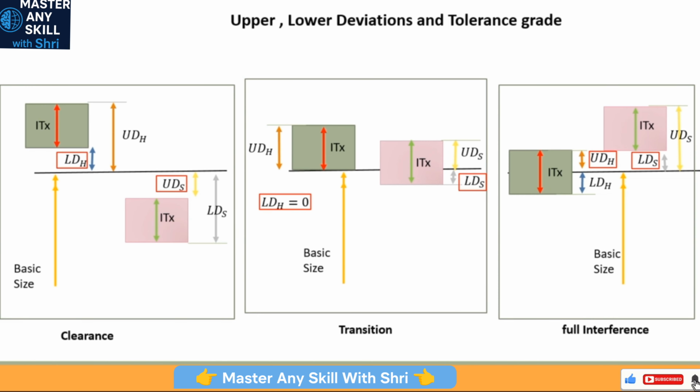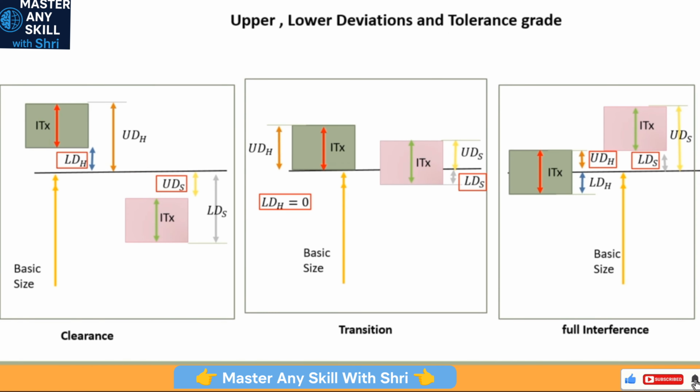Before we go on to the examples to understand the definition and decoding of fits, let us have a look at these three scenarios. In the clearance fit case, this is the tolerance zone for the hole and this is the tolerance zone for the shaft. The pink zone is for the shaft and the green zone is for the hole. The size of the tolerance zone is defined by the IT grade, so ITX will define the size of the tolerance zone for hole and shaft. We have lower deviation and upper deviation for the hole, defined here as LDH and UDH, and upper deviation and lower deviation for the shaft, defined as UDS and LDS. In these two, the fundamental deviation for the hole is LDH because that is smaller, and for the shaft it is UDS because that is smaller.